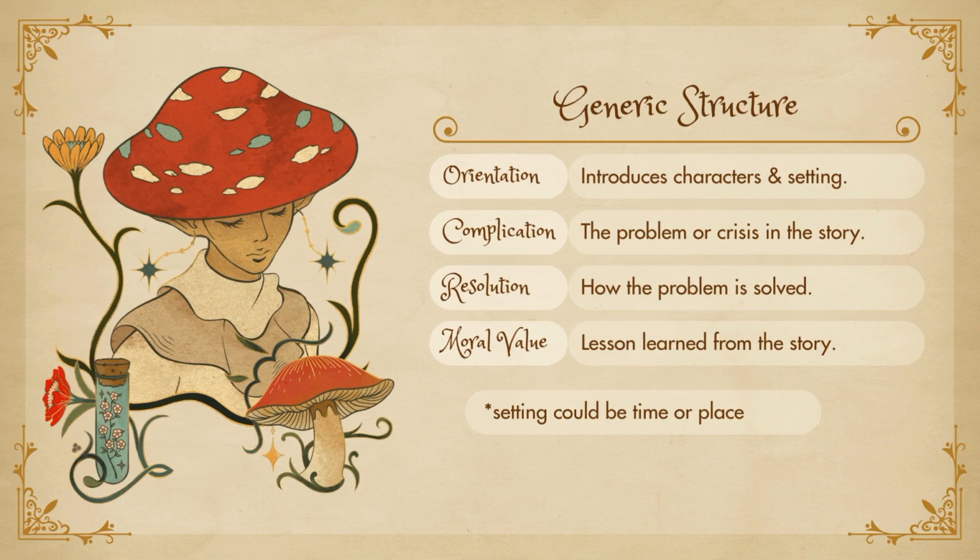And lastly, number 4, moral value. This is optional, but many narrative texts teach us a lesson about life. Remember these 4 parts, okay? Orientation, complication, resolution, and moral value. Easy, right?